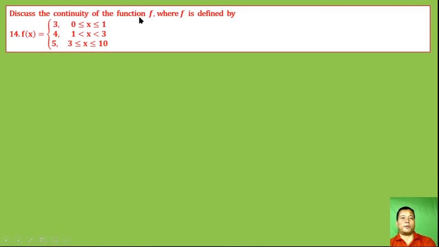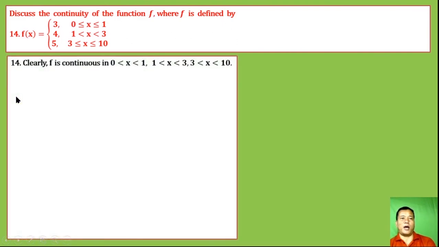Discuss the continuity of the function f where f is defined by f of x. F is the domain of the defined theory. Clearly, f is continuous in 0, 1, 1, 3, 3, 10. We are left with the points x equal to 0, 1, 3, 10, to test.